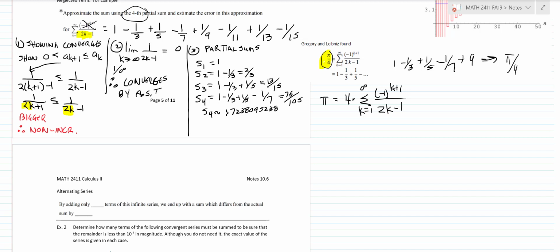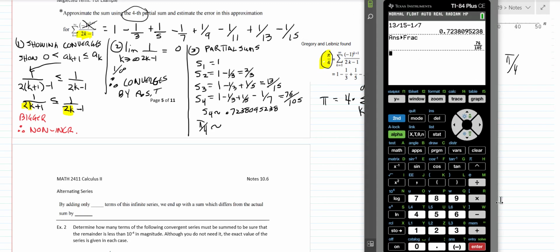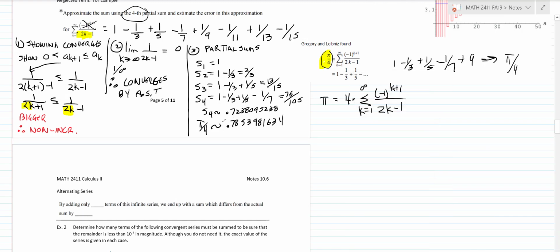What we're going to do is compare this to the actual answer, which is pi over 4. So let's do pi over 4 on the calculator. I'll take pi divided by 4, and write out about the same number of decimals. That is 0.7853981634. If you notice, it's accurate within one decimal.